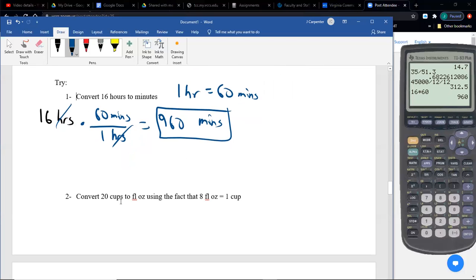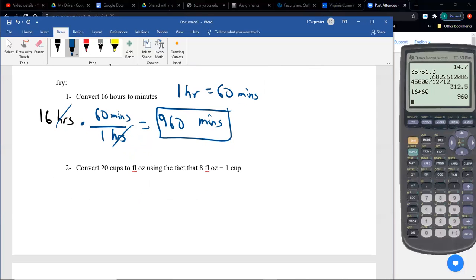Number 2, convert 20 cups to fluid ounces using the fact that 8 fluid ounces is 1 cup. So we write our original number, the 20, but not just the 20, the units as well, 20 cups. Then we're going to multiply by a fraction. Out with the old, so cups go on the bottom, in with the new, and we have fluid ounces on top. And then we put the 8 on the bottom and the 1 on top, right? No. 8 cups is not 1 fluid ounce, it's vice versa. 8 fluid ounces is 1 cup. Pay attention, be careful. Nobody's perfect, but as you check yourself, you can catch little mistakes.